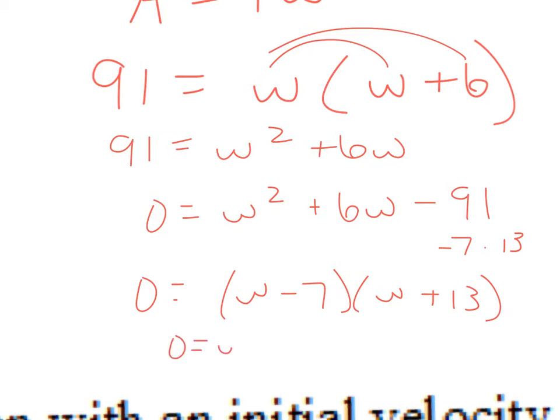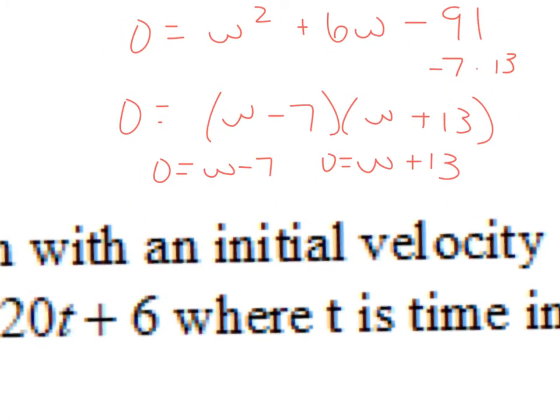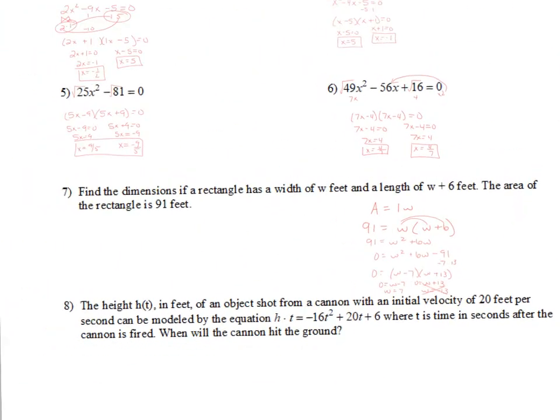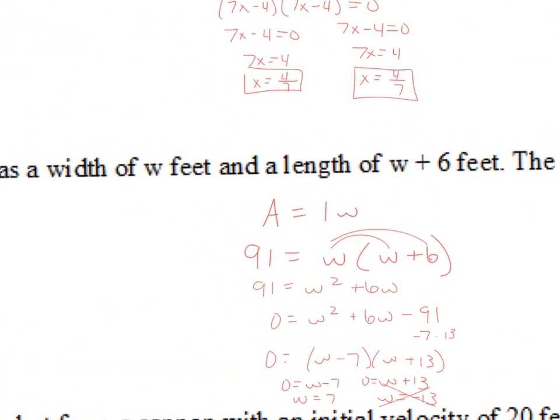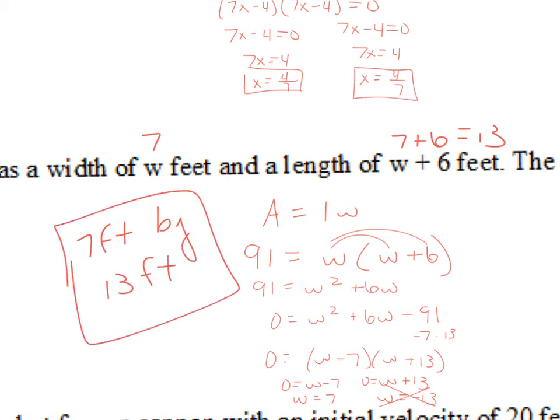So now when I set each one equal to 0 and solve, I'm going to end up with a positive 7 and a negative 13. Now this is no good, so I'm going to go ahead and throw it out. So I know my width is 7. Let's see, what does it say? Let's find the dimensions. Okay, so if I know my width is 7, I know that 7 plus 6 is 13. So I have a 7 foot by 13 foot rectangle.